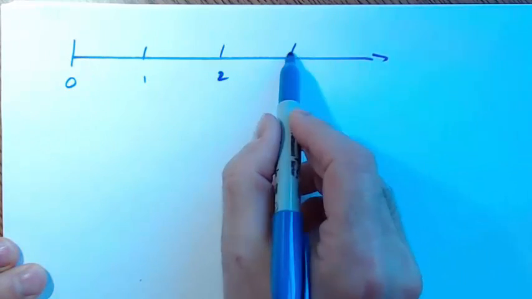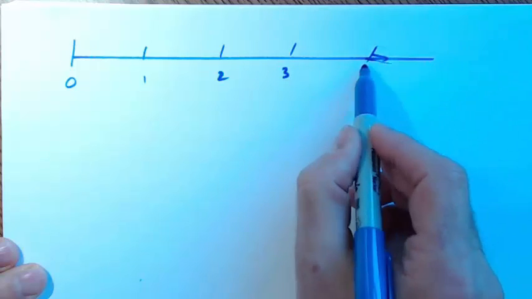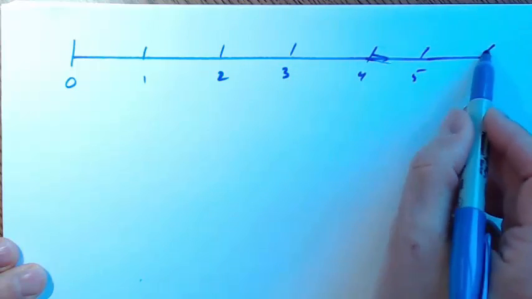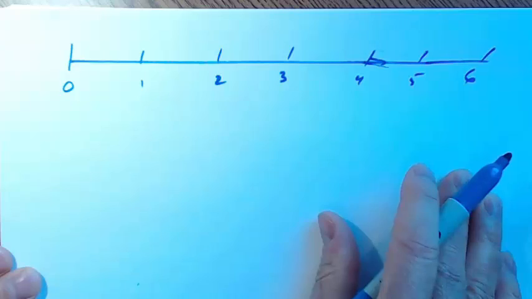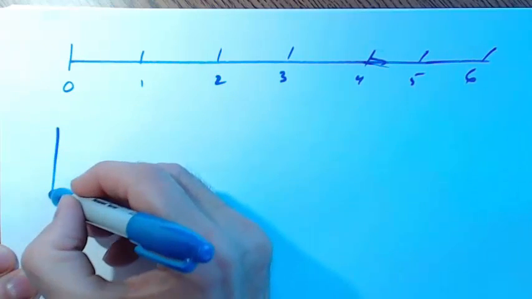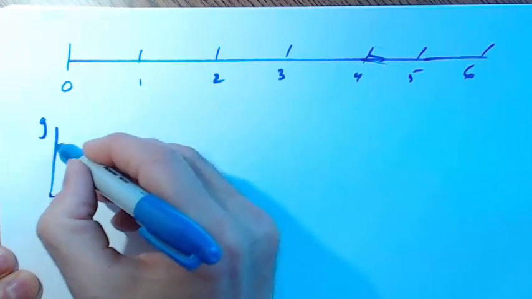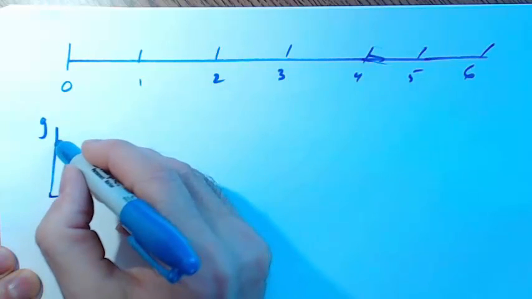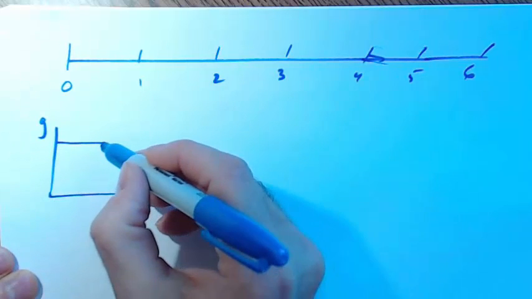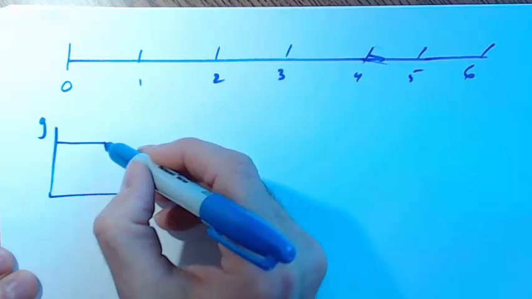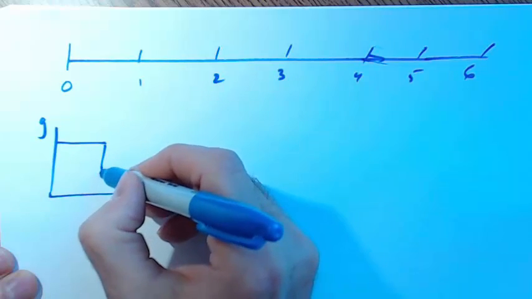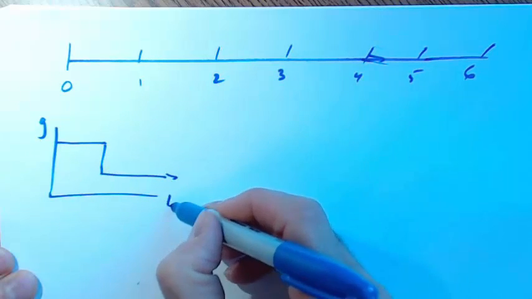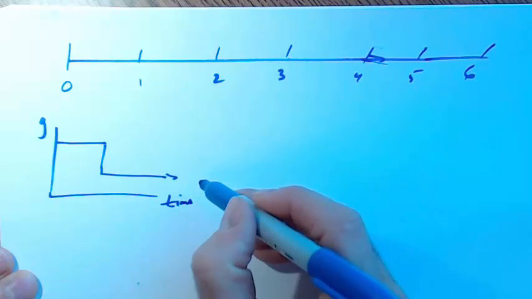So here's the timeline set up. 4, 5, 6. I'm going to go all the way out. Now, let's draw a graph of what's going to happen. Two-stage growth says, look, it's going to grow at a really high rate for a period of time, and then it's going to drop down to a long-run sustainable growth rate forever.